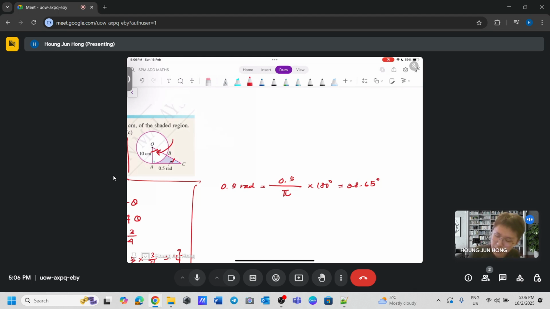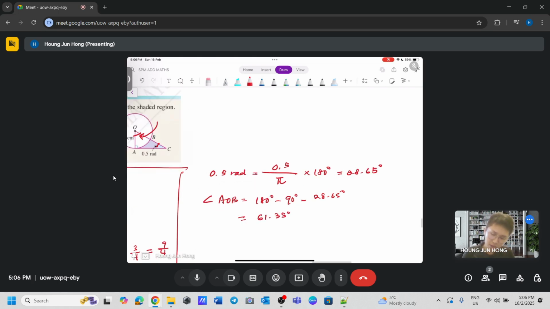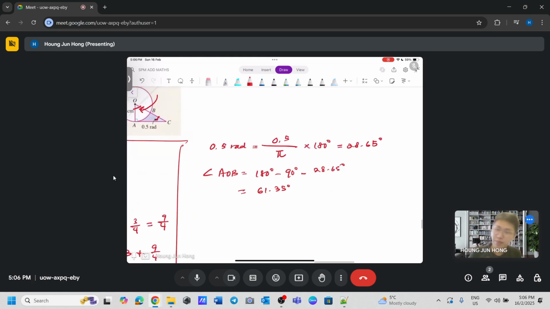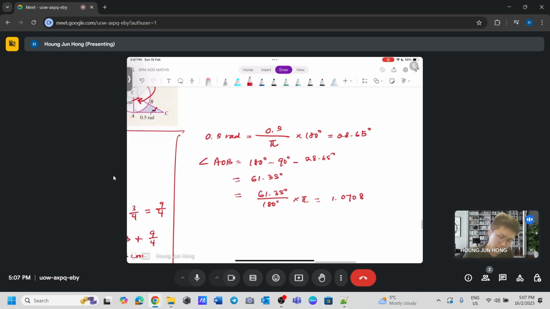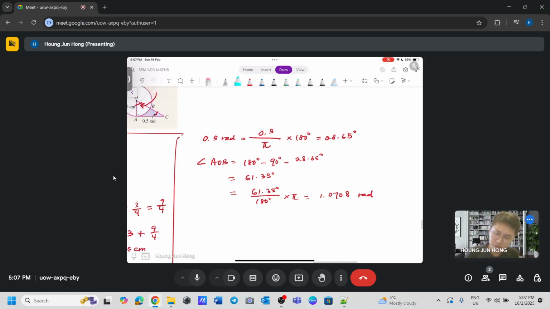So the opposite angle, AOB, is going to be 180 minus 90 minus this angle. So then you get 61.35. Once again, you might want to convert this back to radian just in case you want to use it in radian. It's not even that hard. You convert it to radian, and then you get 1.0708 radian.